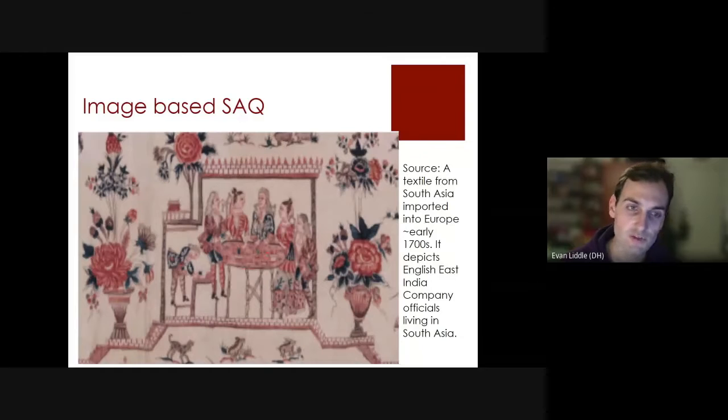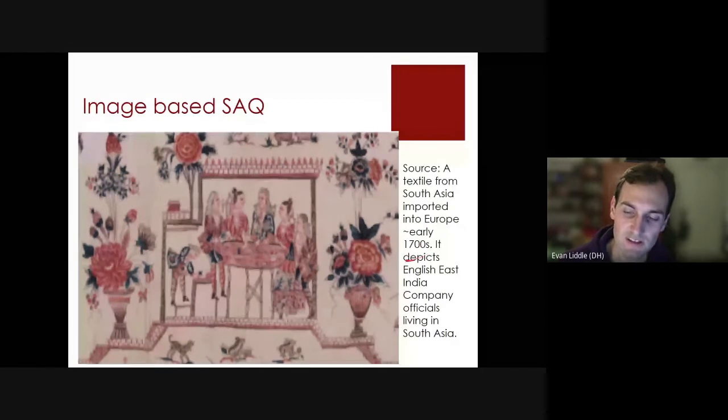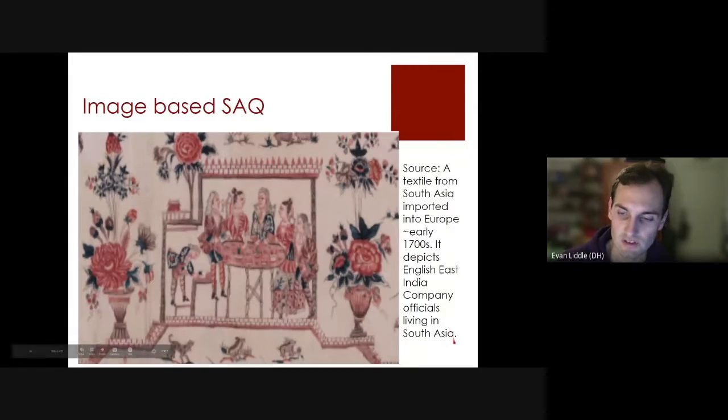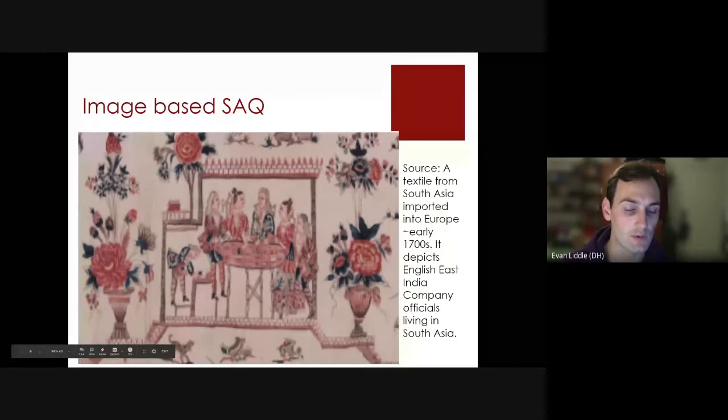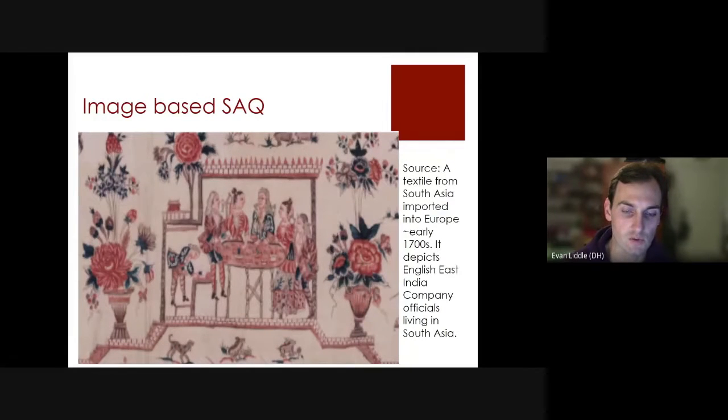So today we're going to have a look at this image-based SAQ, and what we have here is a textile from South Asia that was imported into Europe in the early 1700s. It depicts English East India Company officials living in South Asia. If we have a look at this, we can see it's clearly very pretty. There's a depiction of flowers, there's a depiction of animals, and we knew this was a common motif to be seen in South Asian textiles historically. It's also one of the reasons why they were so in demand in Europe for their pretty colors that made them beautiful to look at.